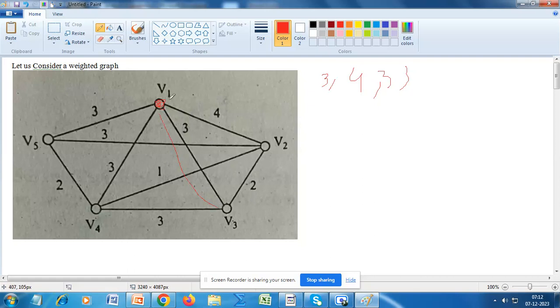and now you check V1 to V5, V1 to V4, and V3 to V2, V3 to V4, and collect all minimum weights and take minimum weight. Collect all the weights and choose minimum weight, but do not form a cycle. So here I choose V3, V2.